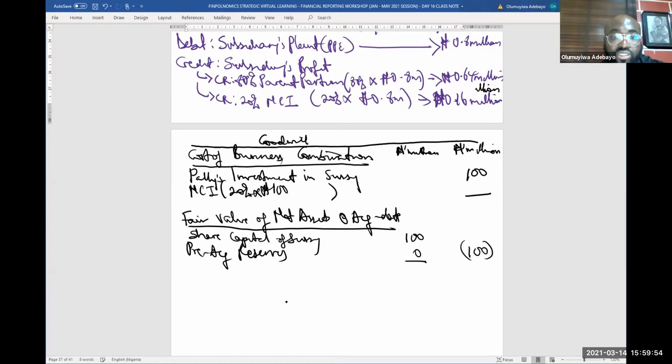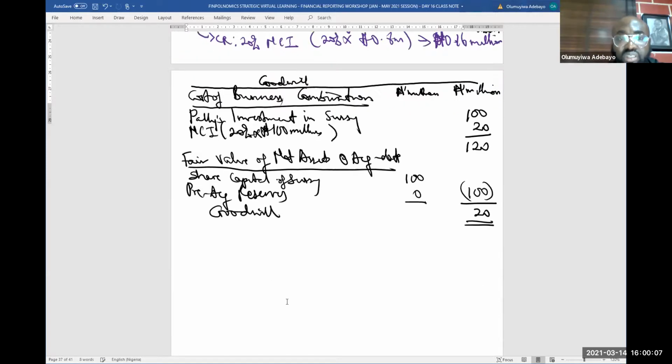Which means NCI is 20% of 100, which is 20. And that gives me 120. All things being equal, there is a goodwill of 20.